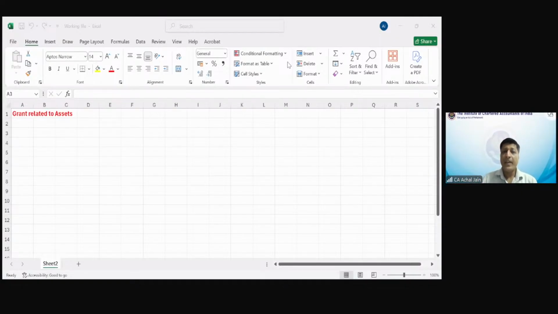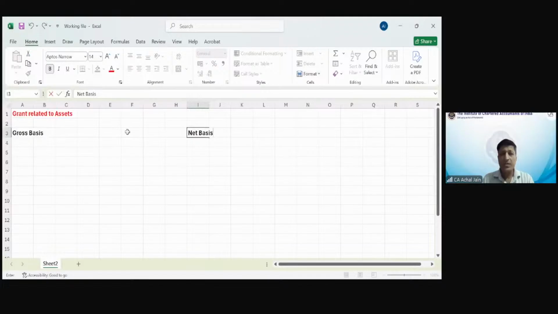Now, in case of grant related to asset, let's understand as to how the accounting will be done. So one is gross basis. Second is net basis. Now, what is the meaning of this? Let's suppose setting up of plant will require 100 crore. Okay. And the government has provided a grant, say 40 crore.